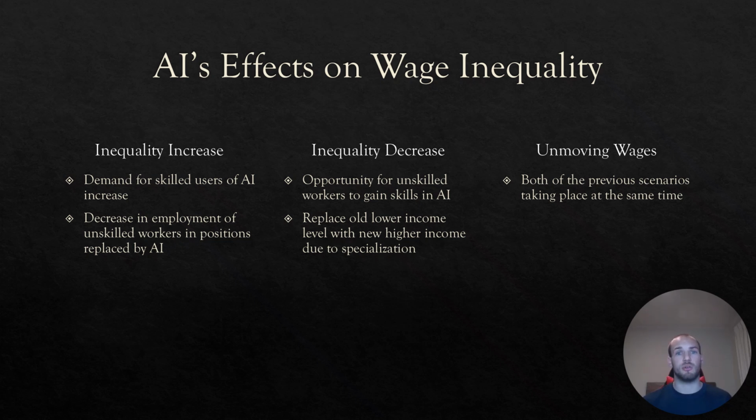Wage inequality may also stay the same, but only in the instance that these two examples happen simultaneously, where unskilled workers lose their income due to their positions being replaced by AI, whilst also developing skills in AI to get back and potentially increase their previous wages.